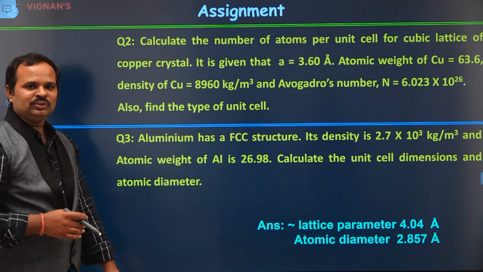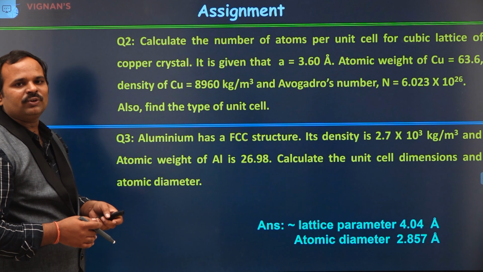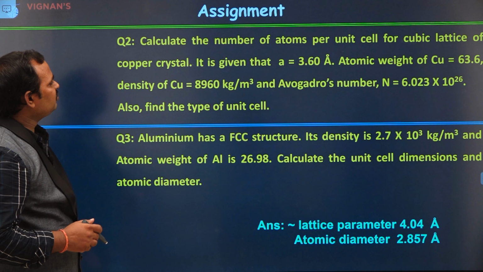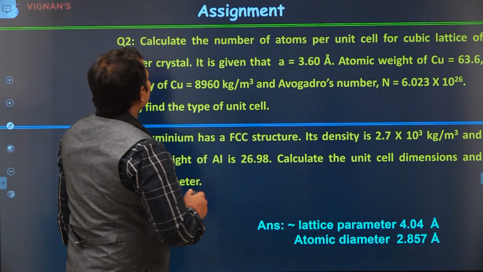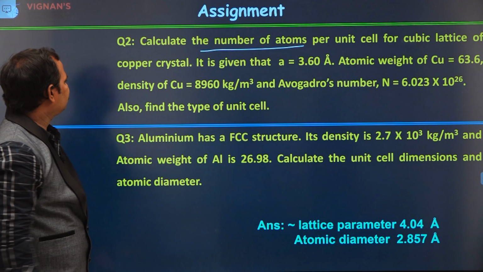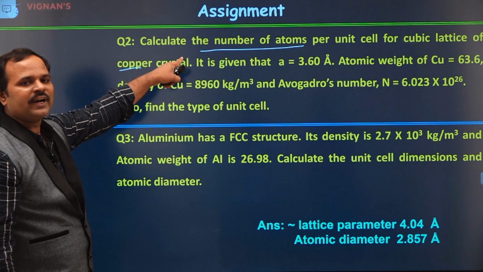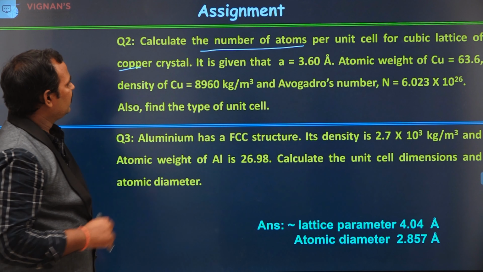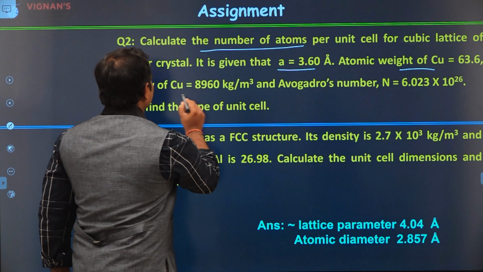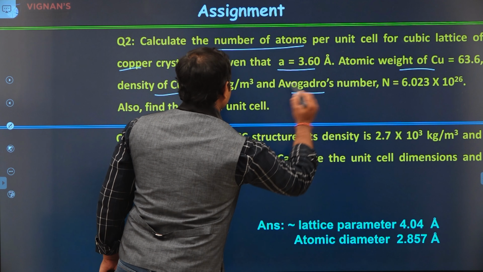This is the assignment for you. I'll just give you a brief of this assignment and you can do it at home at your convenience. In the second problem, they are asking you to find the number of atoms per unit cell for a cubic lattice of copper. Copper crystallizes in a cubic structure. It was given the lattice parameter, the atomic weight, the density of the copper crystal, and also the Avogadro number.